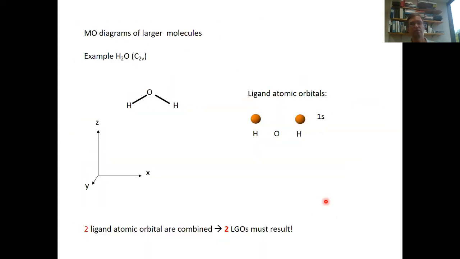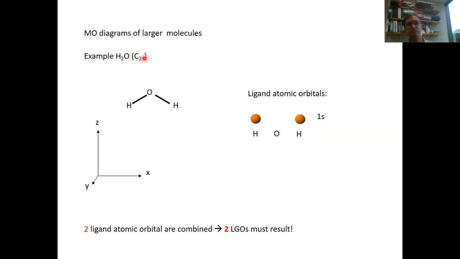Now let's apply this process to an example to get familiar with this. Let's look at the example of water, H2O. So first we would have to determine the point group of the water molecule by determining the symmetry elements and symmetry operations, and then determine what's the point group according to the symmetry elements and symmetry operations.